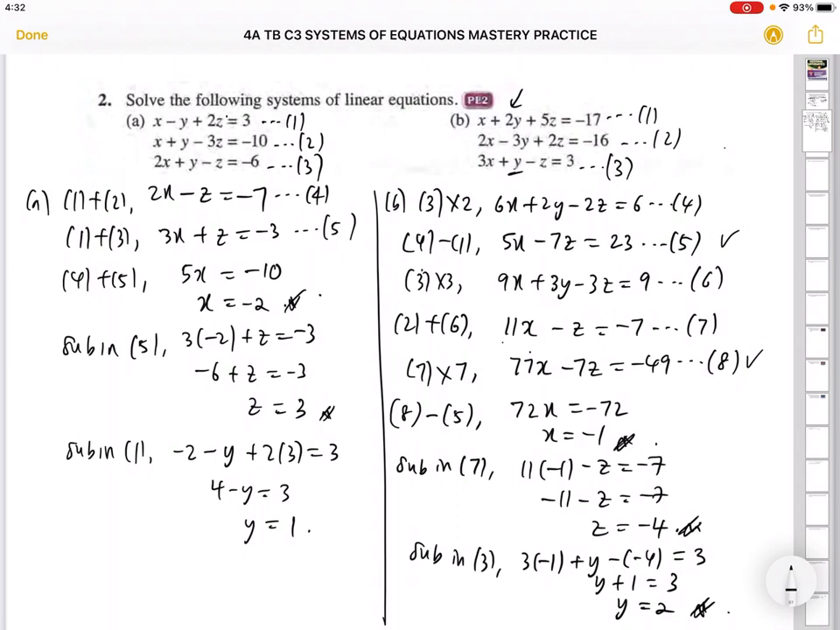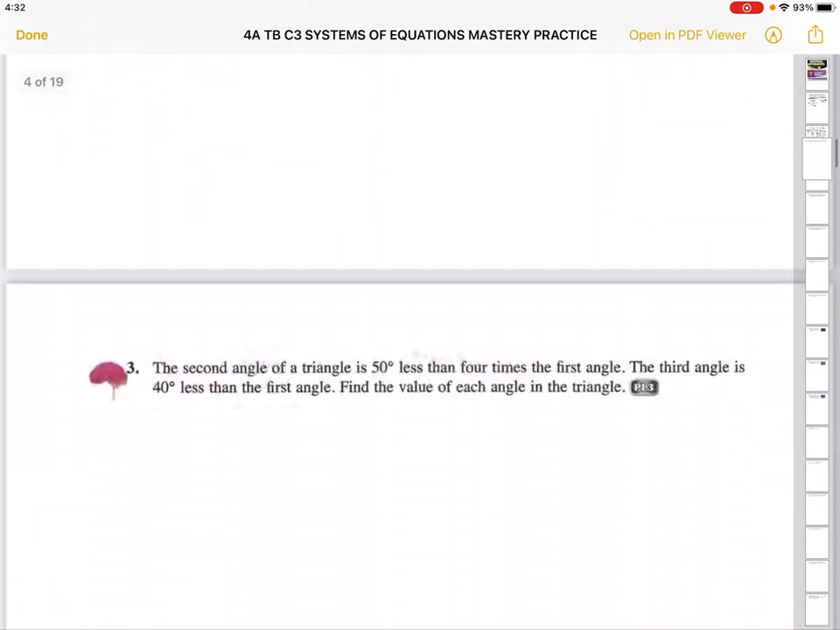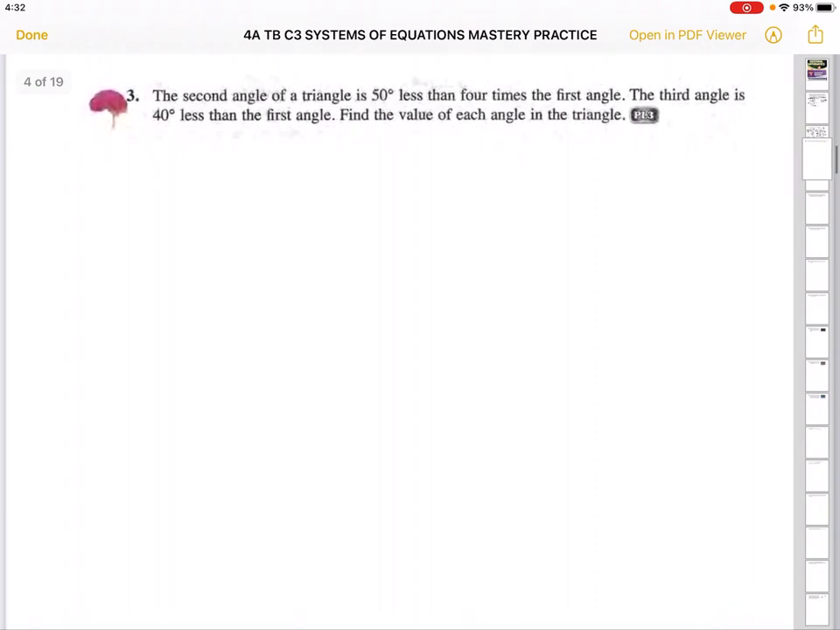Okay, moving on. Now this is another question. The answer is actually different from the question. Let me form the equation first, then I explain to you why the answer is different or the answer is wrong.